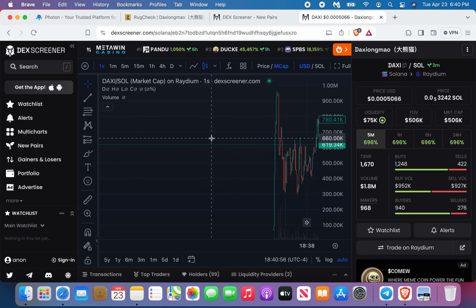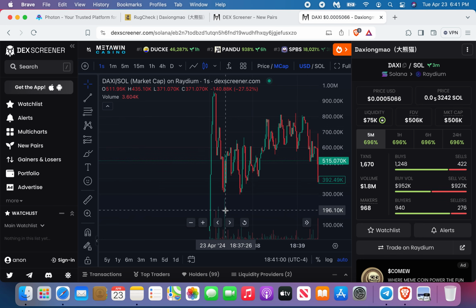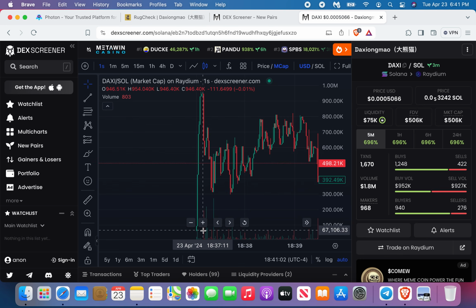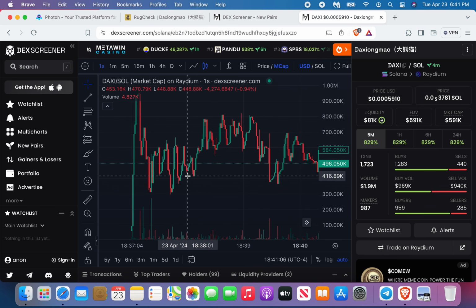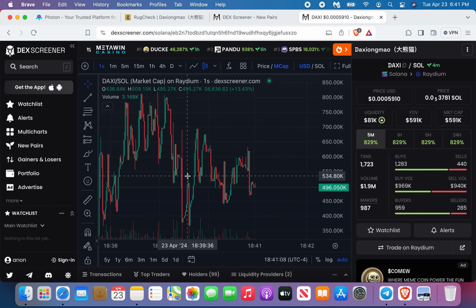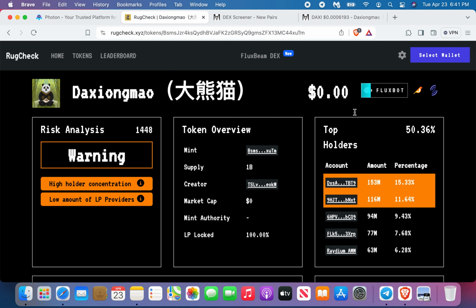So this one started at about 60K market cap, and right here you would have been, you're still broken even. If you bought right there, you're still broken even, and you're waiting for that pump. But like I said, this one has no socials. The top 10 holders are a bit sketchy, high holder concentration.